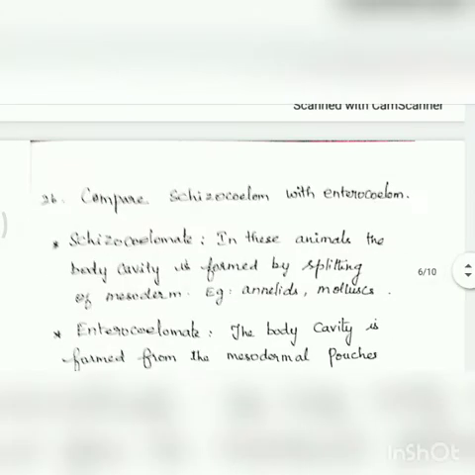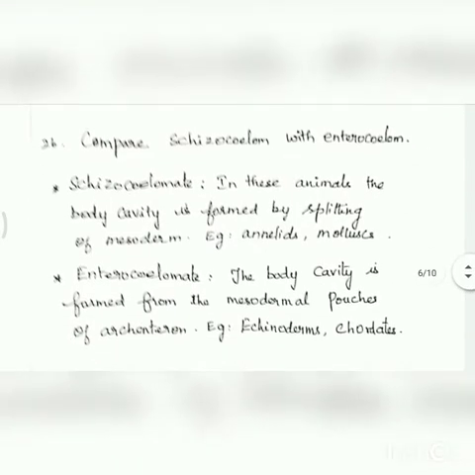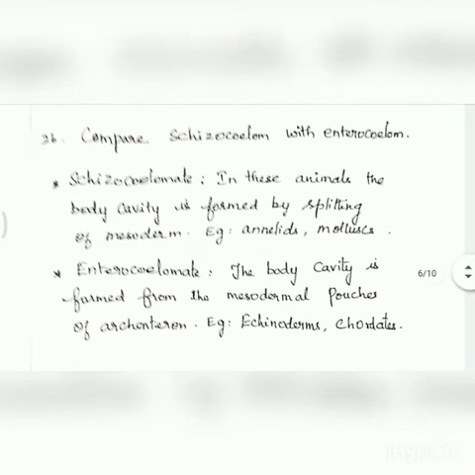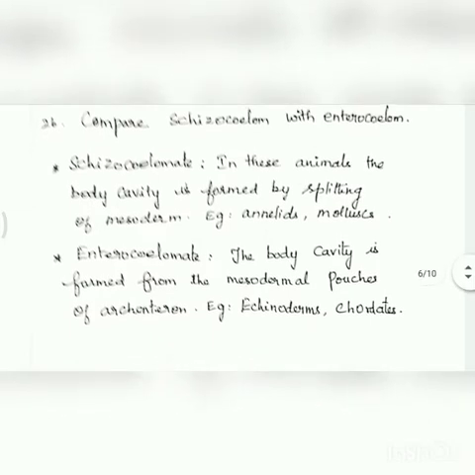26th question. Compare schizocoelom with enterocoelom. What is schizocoelomate and enterocoelomate? Schizocoelom means the body cavity is formed by splitting of mesoderm. These are the two types seen in eumetazoa. Schizocoelom means the body cavity is formed by splitting of mesoderm, whereas enterocoelomate means the body cavity is formed from the mesodermal pouches of archenteron. You have to write the examples.